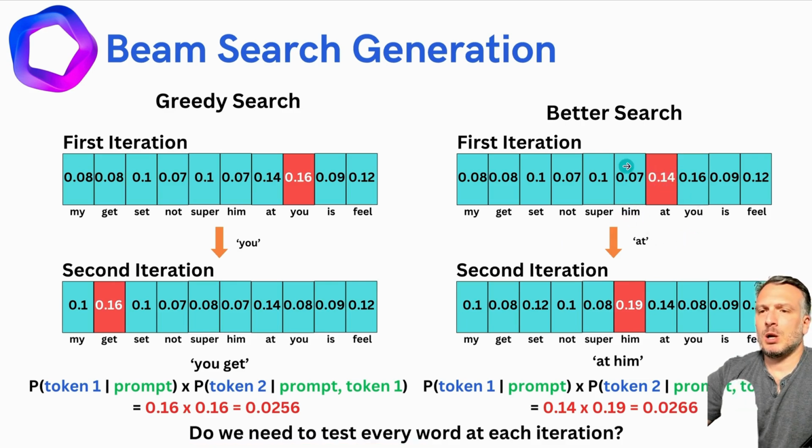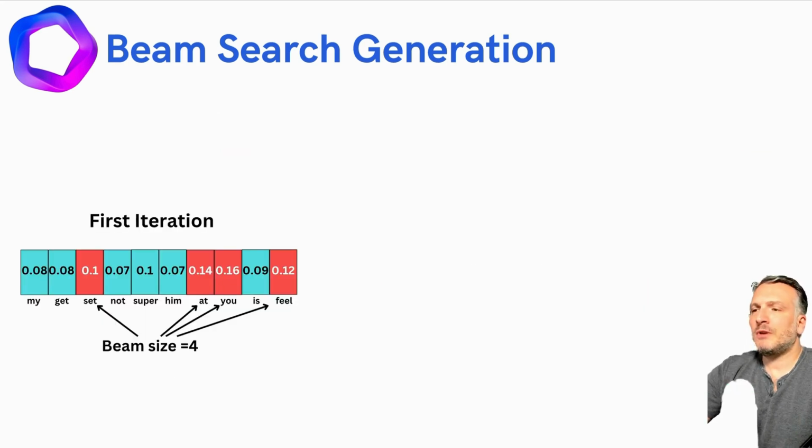The problem is, what word should I choose in the first iteration? Should I choose every word? At each iteration, I would need to test every word, and that would make it computationally impossible. Finding the right tokens considering the prompt is actually an NP-hard problem. Because I would need to include every word at every iteration, the computational resources I would need would grow exponentially as I iterate. So I would need a time complexity to compute the right sentence that is exponential with the number of words and iterations. To avoid having to solve an NP-hard problem, we're going to use beam search generation.